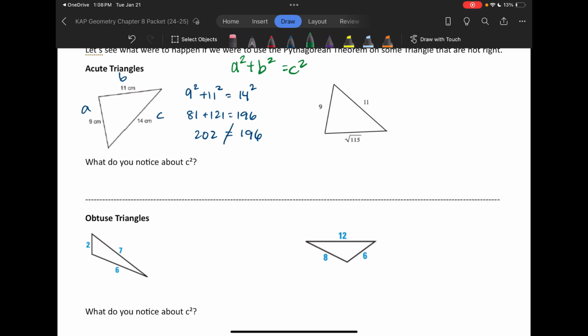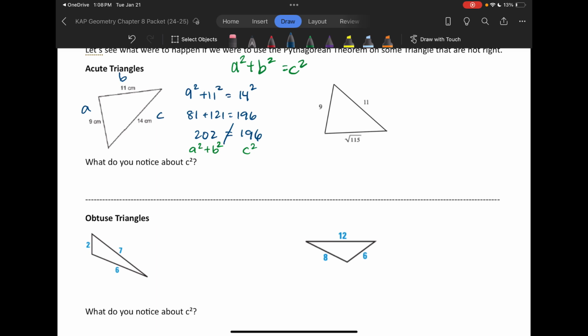I'm going to write this down here below for context so that we understand where these numbers came from. The 202 came from a squared plus b squared. The 196 came from the c squared. And so let's take a look at the example off to the right.